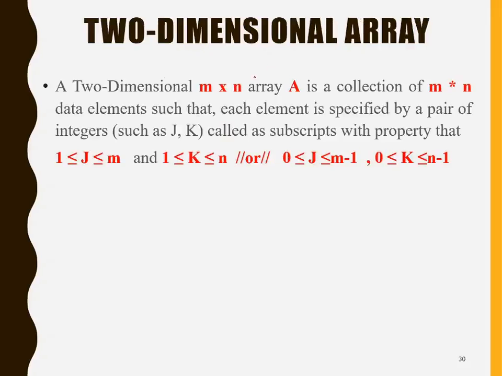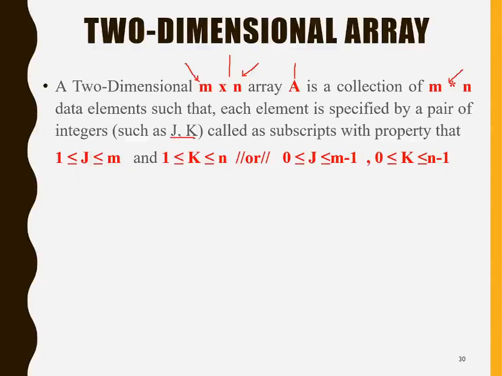So a two-dimensional array is an m cross n array represented as A, and it is a collection of m into n data elements, where m is basically your row value and n is representing your column value, in case the array is stored in the row major order. We'll discuss row major order later in the session. So every element of the two-dimensional array is represented by two integer variables which are referred to as the indexes or subscripts.